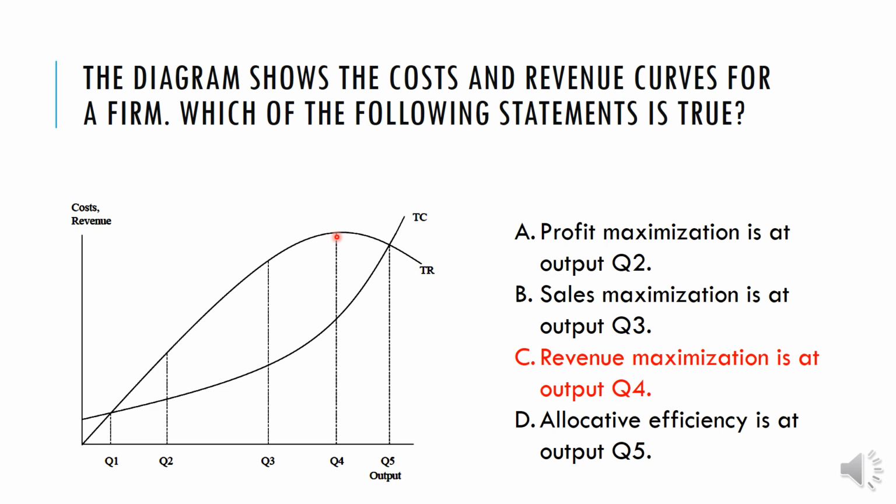Then allocative efficiency. Allocative efficiency means price is equal to marginal cost. But here we don't have a marginal cost, so we can't say that. And here at output level Q5, we already said that this is the sales maximization point, or you can say that this is a break-even point, not an allocative efficiency point. Why? Because marginal cost is not given. Okay.